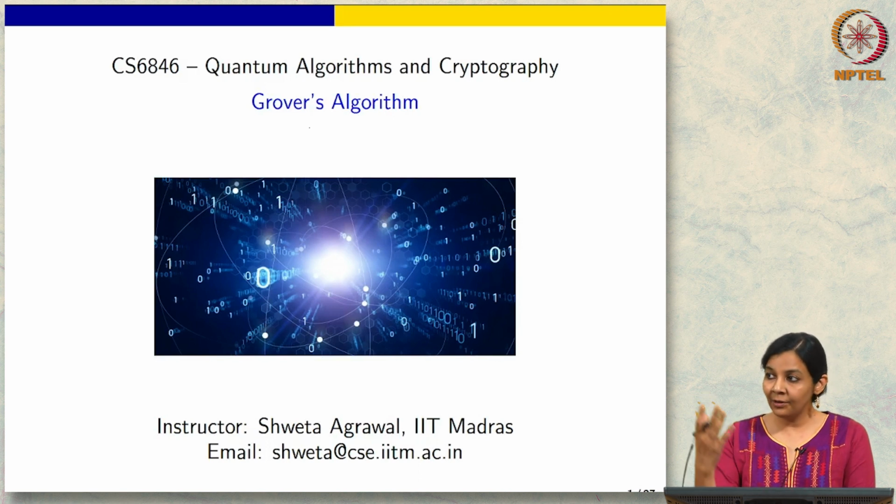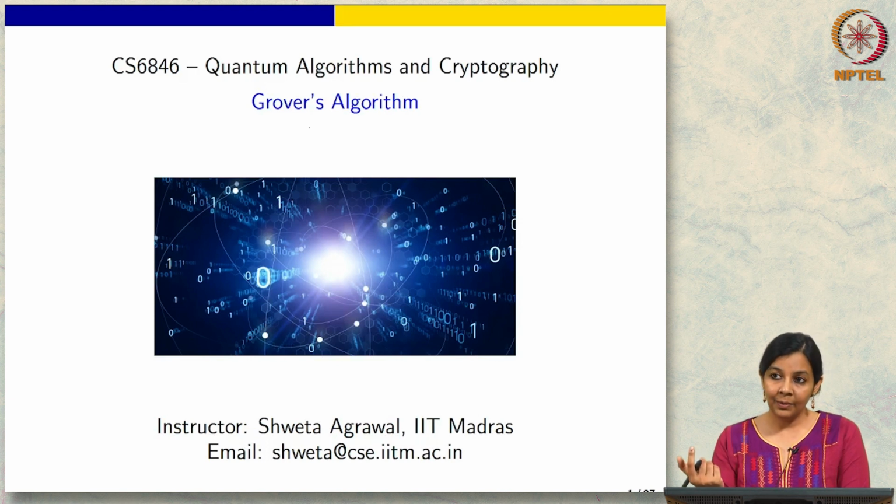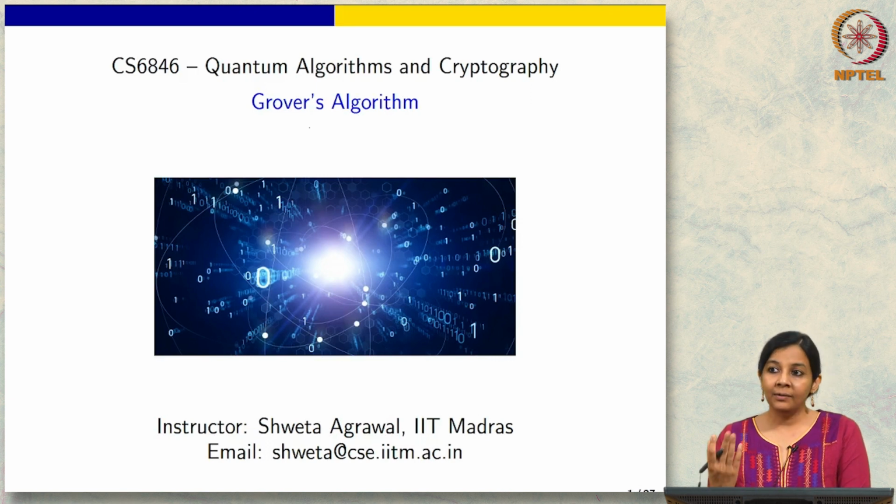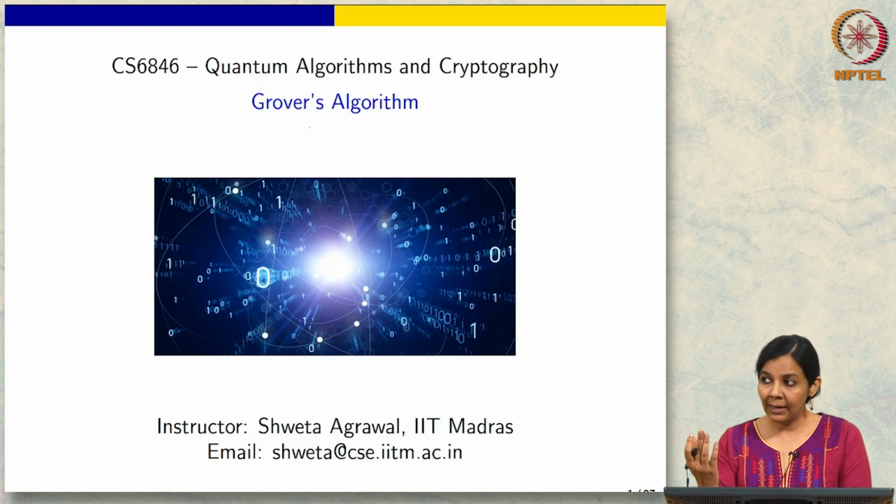So let us say that you have a database and you are trying to search for some keyword in that database. So if your database is of size 2 to the n, then in general you expect to take 2 to the n time, right, to look for a particular keyword. And Grover's algorithm allows you to do it in 2 to the n over 2. So it offers a quadratic speed up, right.